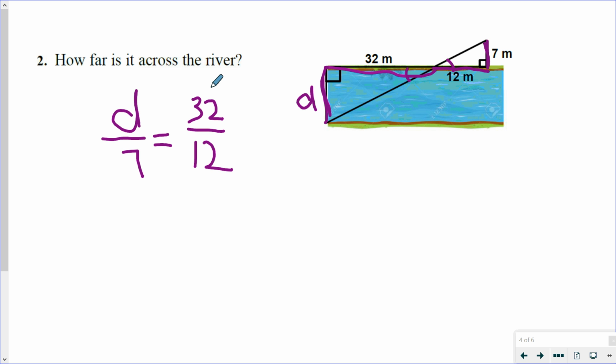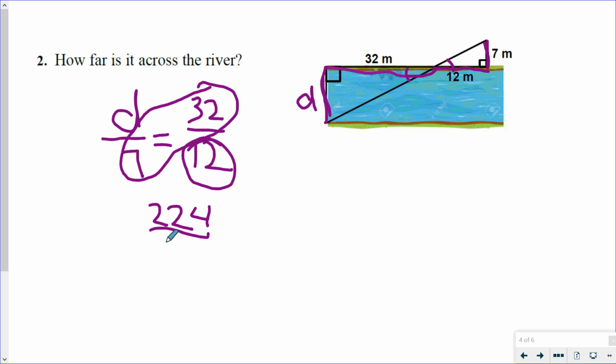So I'm going to use bat and ball. So the bat is 32 and 7. So I'm going to multiply those two numbers together. And I end up with 224. I'm going to divide it by the ball, which is 12. And I end up with 18, and there are a lot of sixes repeating after the decimal point. So I get about 18.6, and the 6 repeats.